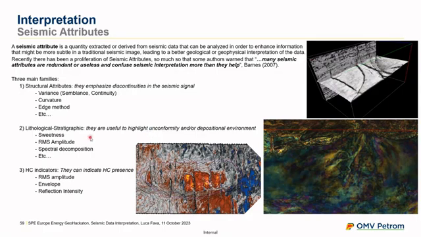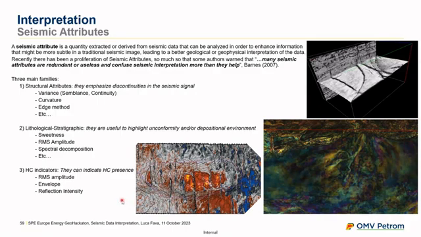We can have lithological and stratigraphic attributes like sweetness, RMS amplitude, spectral decomposition, and those are attributes that can help in depicting a delta like this one with channels, right? Or they can give us information about porosity, for example, like sweetness. So actually giving us information about the real characteristics of a particular rock.